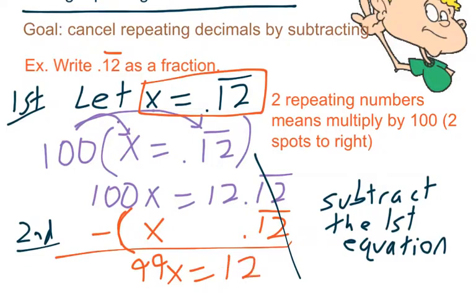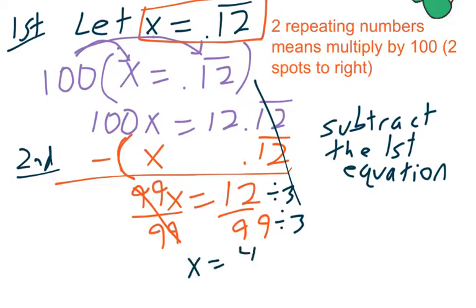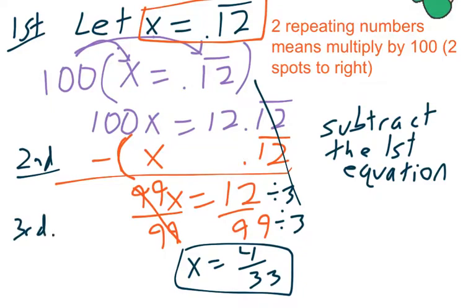And now to solve for x, we just divide by 99. It's just a one-step equation. The inverse of multiplying is dividing. And I'm just going to divide by my common factor. I know that 3 will go into both of these. So 12 divided by 3 is 4. So x equals 4 over 33. And then our third step we just did was solve. Solve the equation. Solve it for x.